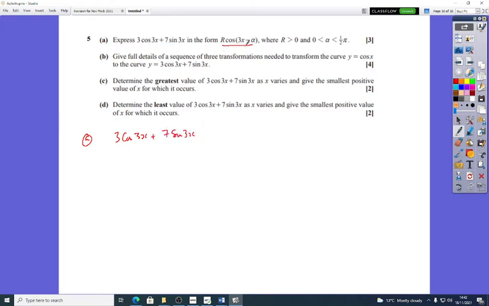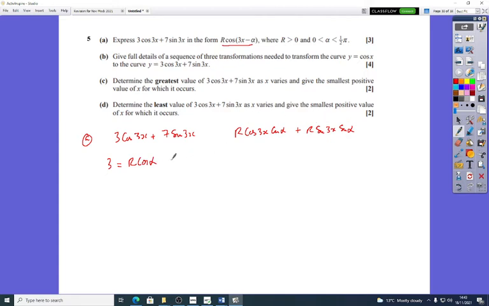Now if I expand that out, I will get r cos 3x cos alpha plus r sin 3x sin alpha. So that expands out to be that, and then we match up the coefficients. If we match that up, that tells me they'll be the same, so 3 would equal r cos alpha.